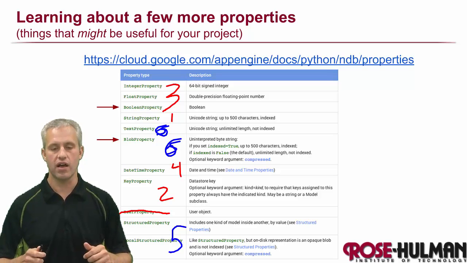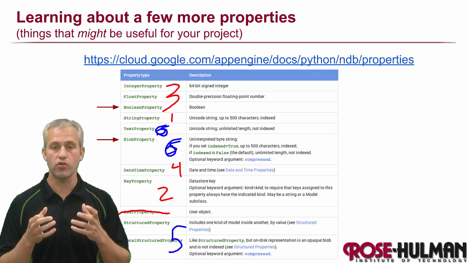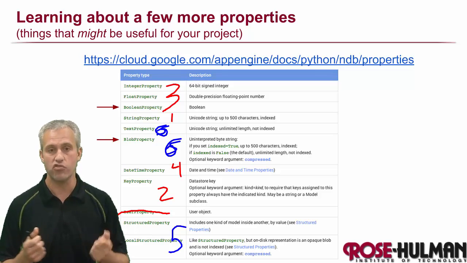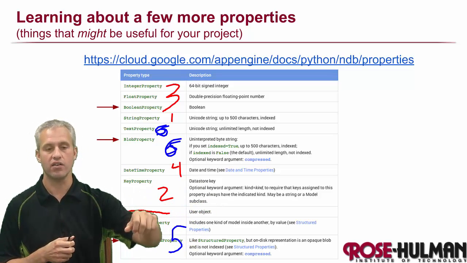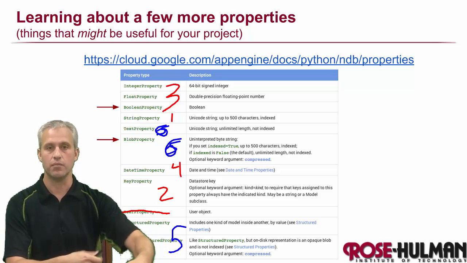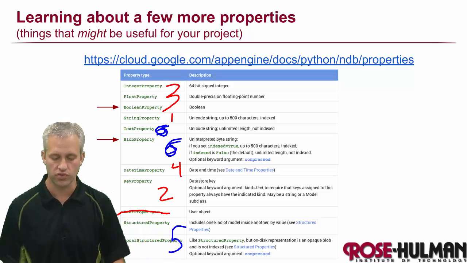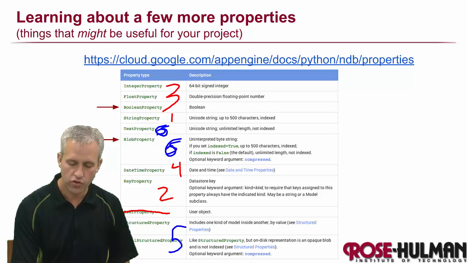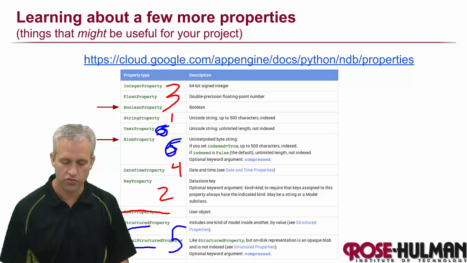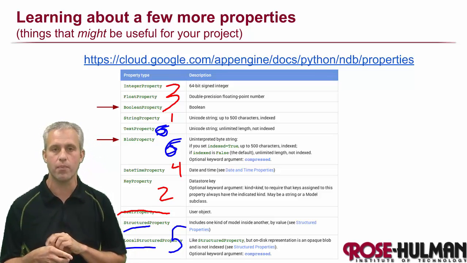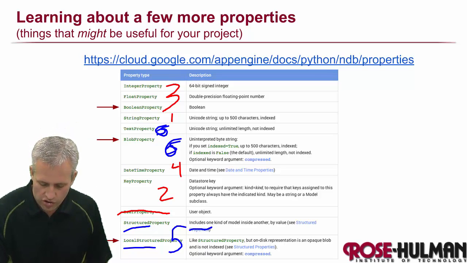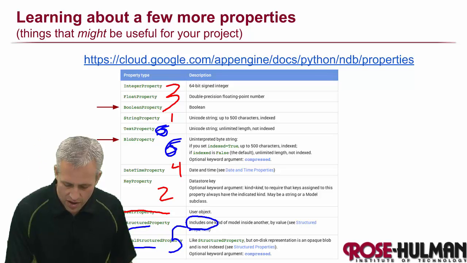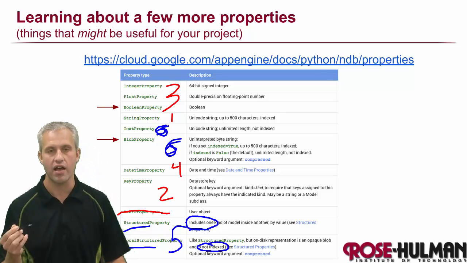So let's say you've got a person and they have addresses. Addresses might be repeated, but it's not just a repeated string, it's a repeated property that has a bunch of things. So we'll see an example for that. There are two variants of structured property: structured property and local structured property. The only difference, you can read it in here, is structured property is indexed, local structured property is not indexed.